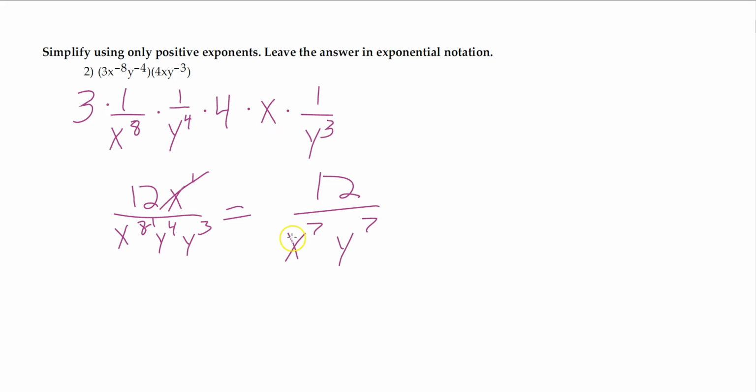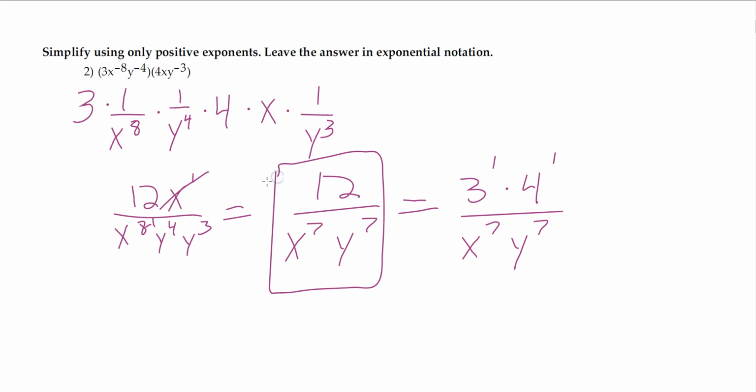Had we written 7 x's multiplied together, that's what it would look like if it were not in exponential notation. The only possible thing else we could do is keep this 12 as 3 to the 1 and 4 to the 1. And now that really is exponential notation, but I doubt that that's what they meant, even though it is correct. Okay, I hope this helps.